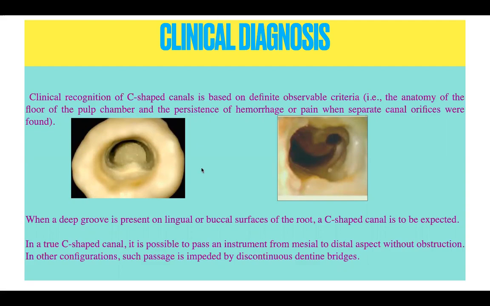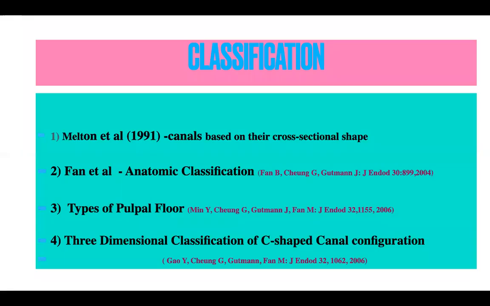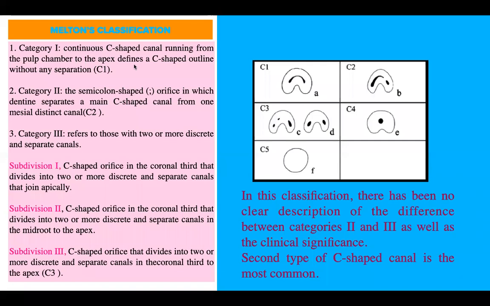On the basis of that, the classification is designed. The first classification was given by Melton in 1991, and it was modified by Fan, and later on, classifications based on the type of pulpal floor and three-dimensional classifications were given by different authors. But there is a group of authors which worked together and classified C-shaped canal. Regarding the Melton classification, it is the oldest, so it has certain drawbacks. Still, we need to know it.